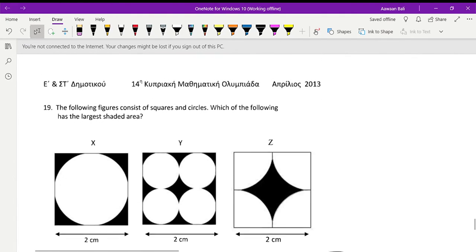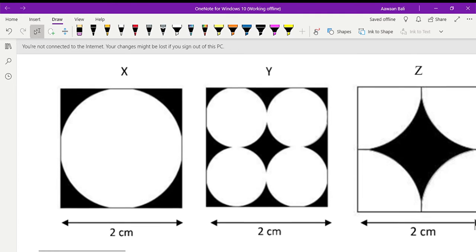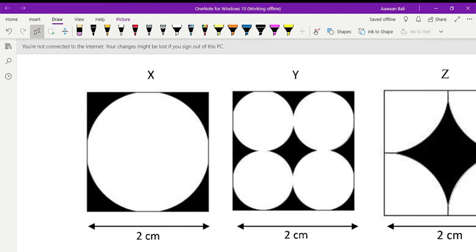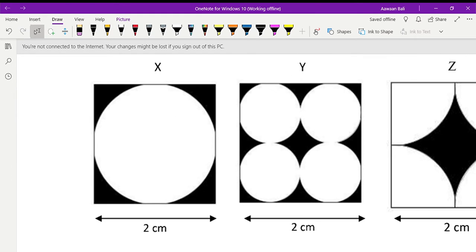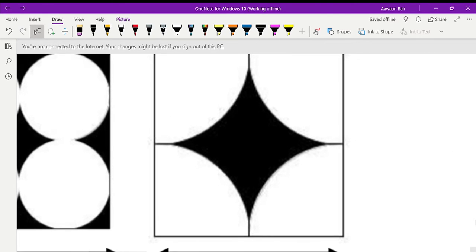Now, question number 19. The following figures consist of squares and circles. Which of the following has the largest shaded area? So first we have these parts. Wait. So we have these. So when you look at these, you can notice that the corners are the same as the figures in the middle.